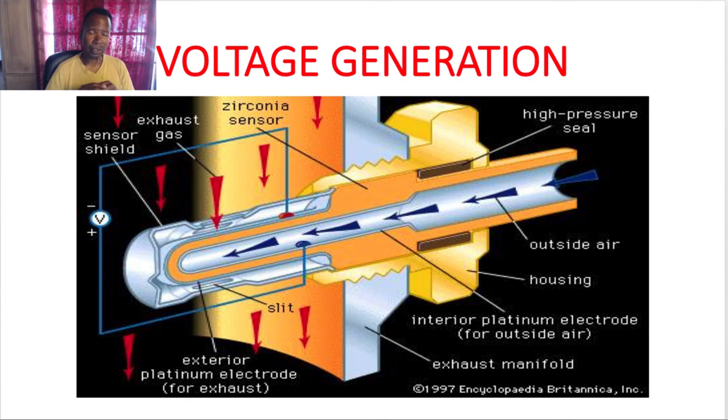On the zirconium type. Some computerized control systems have a heater circuit inside of it, so it can start going in closed loop faster. That one receives voltage and ground. But the actual O2 sensor generates a voltage on a zirconium O2 sensor.